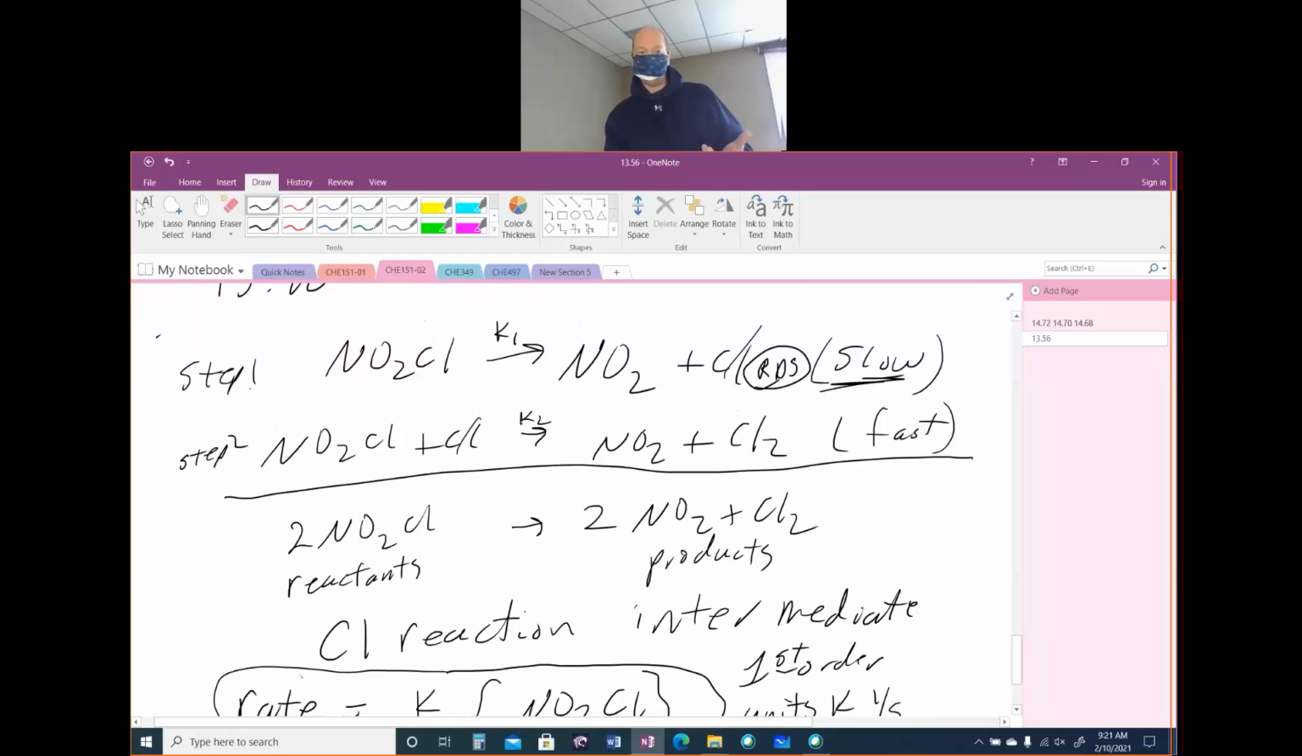Steps in a mechanism are elementary steps. That means we can use the coefficients as the exponents, because the steps in this reaction mechanism were determined experimentally. That says the exponents on these steps are the order for your rate law. When a step has just one reactant, that is called a unimolecular reaction. So step 1 is unimolecular, which means one molecule. Step 2, we have one NO2Cl and one Cl, and so this is bimolecular.